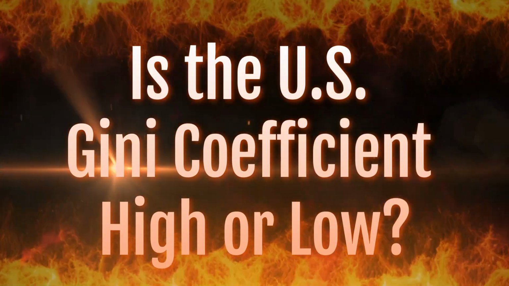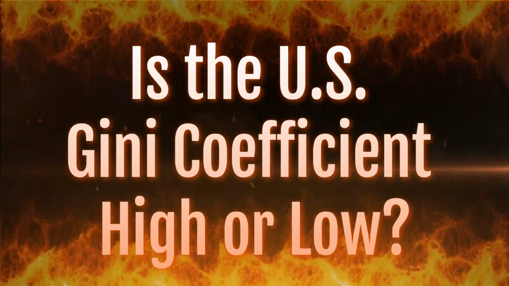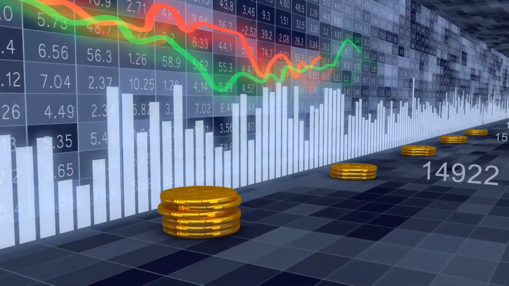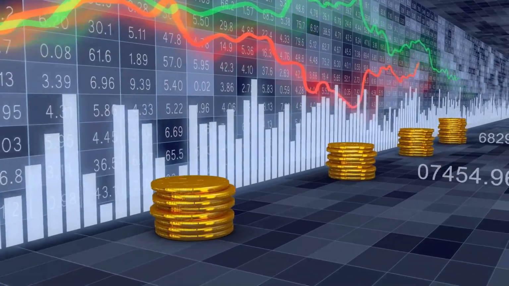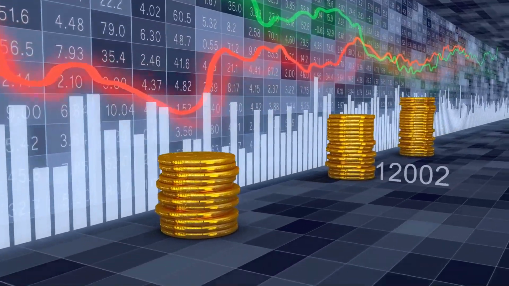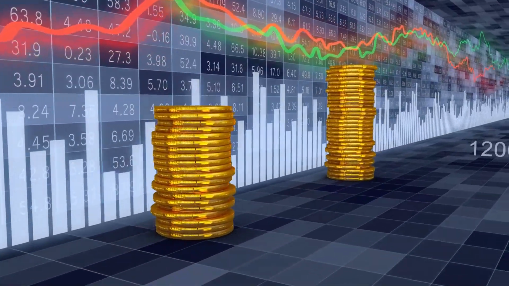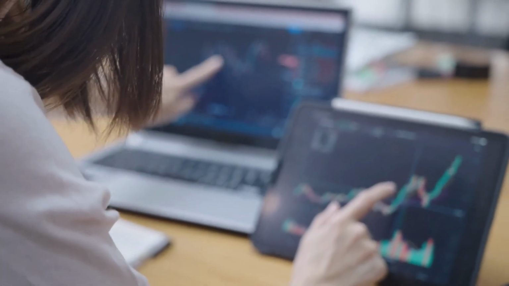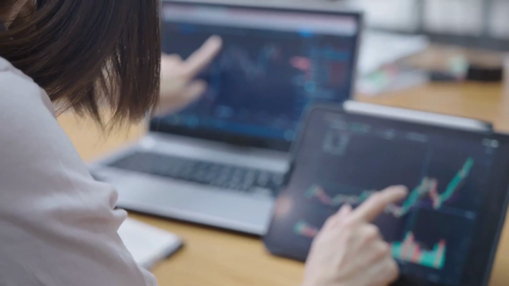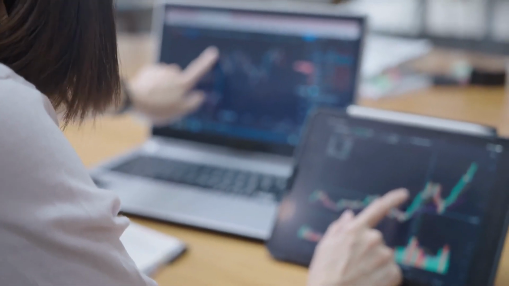What about the US? Is the Gini coefficient there high or low? The US has a Gini coefficient of 41.1, which is a high reading for such a developed economy. Economists blame rising income inequality in the US on factors such as technological change, globalization, the decline of unions, and the eroding value of the minimum wage.